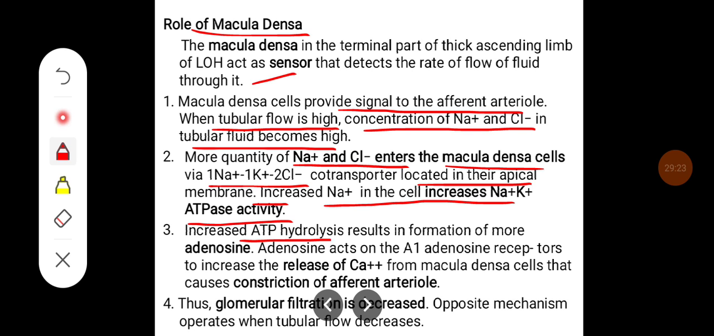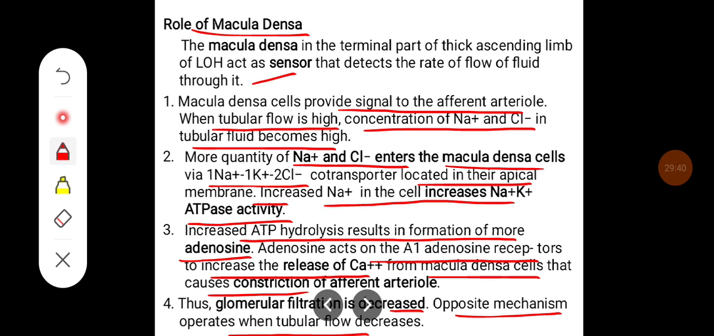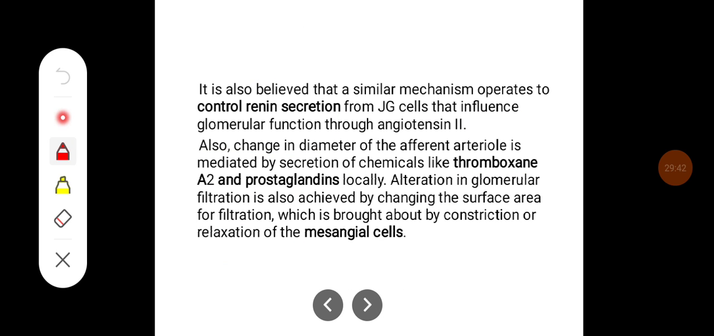Increased ATP hydrolysis results in the formation of more adenosine, and adenosine acts on the A1 adenosine receptor to increase the release of calcium from macula densa that causes constriction of afferent arteriole. Thus, glomerular filtration is decreased. The opposite mechanism operates when tubular flow decreases.